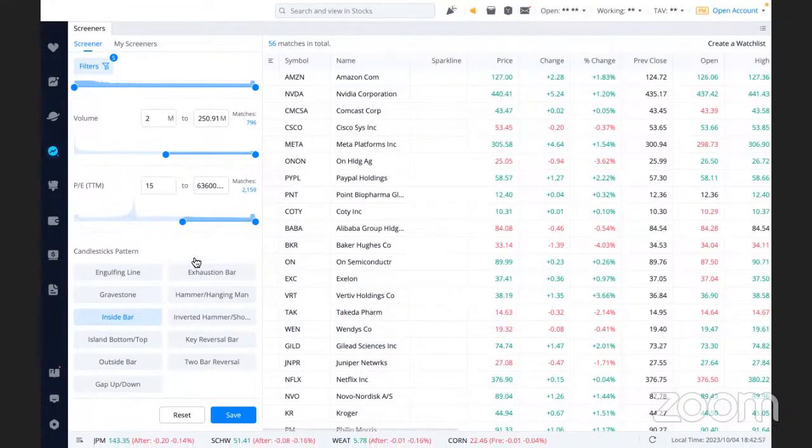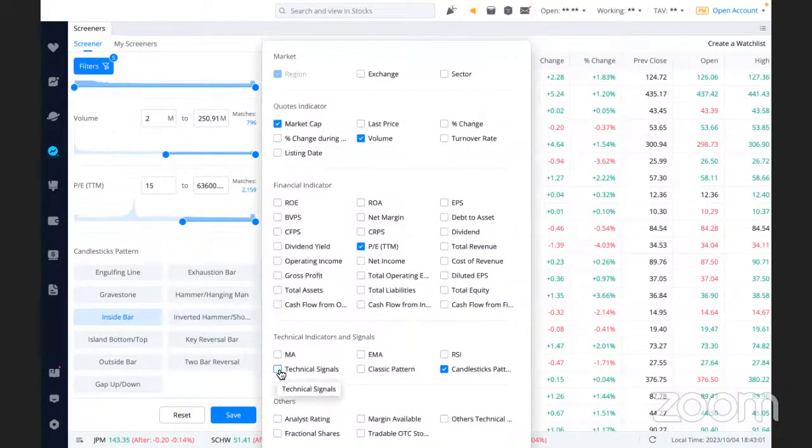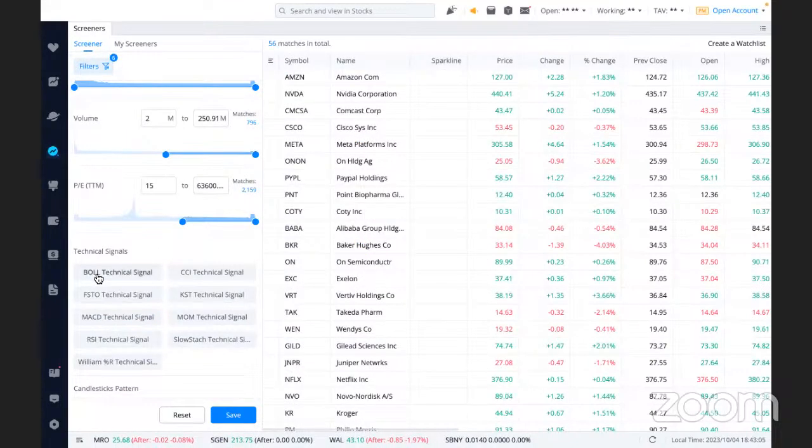And notice we can do candlestick patterns. We can also come in here, and I wanted to show you the technical signals. If we're looking at technical signals, we've got the Bollinger band. We've got all these different technical signals, a lot of good information that we can utilize. You just kind of have to play with your platform and see what you can do.